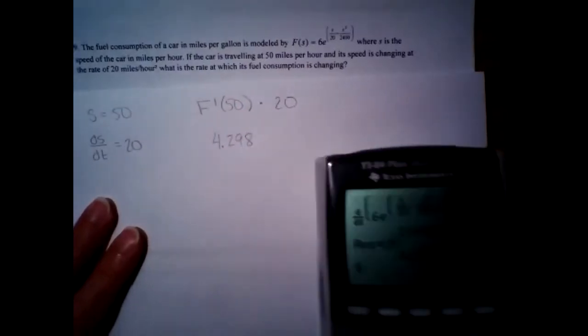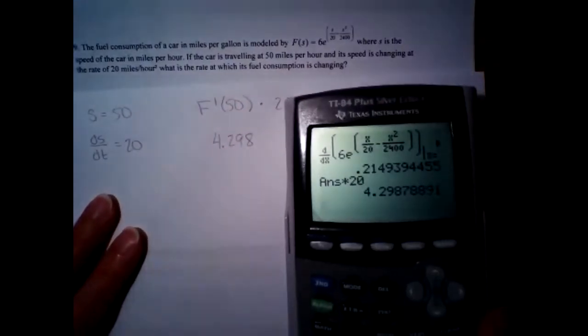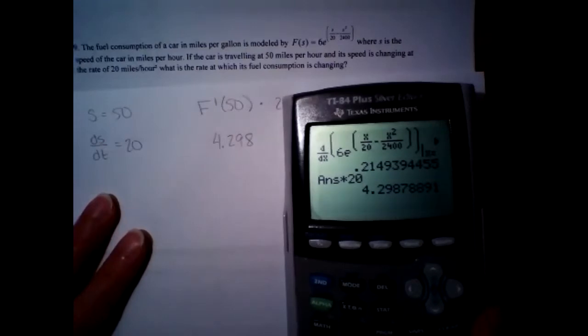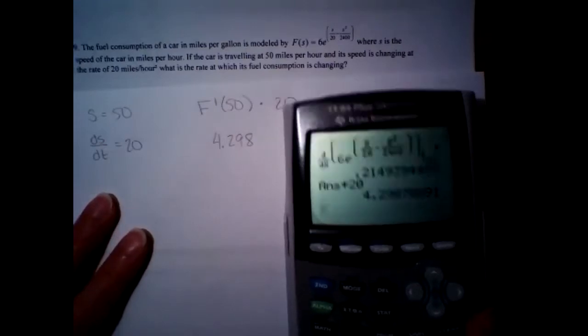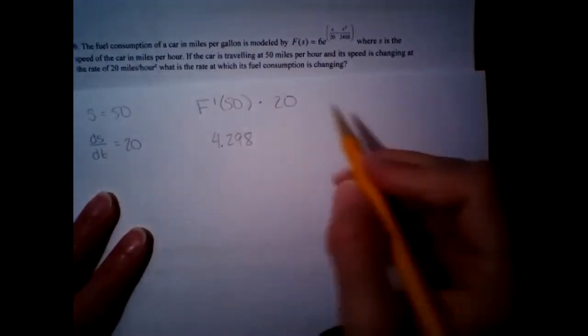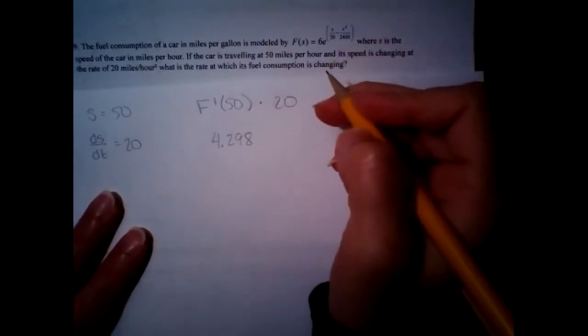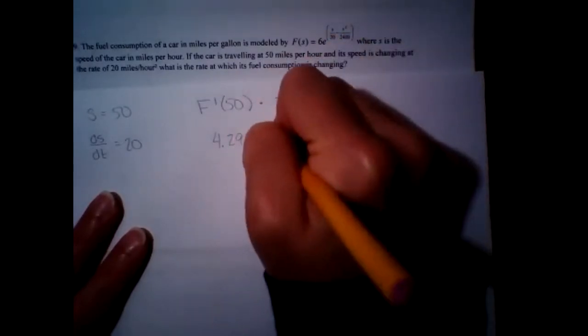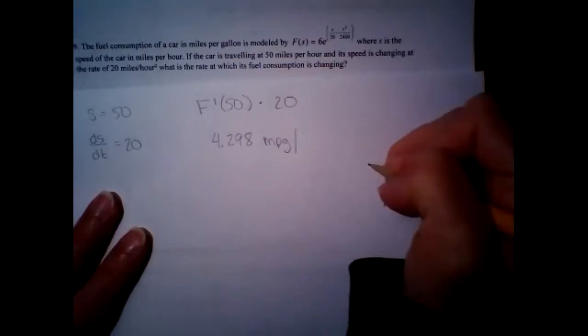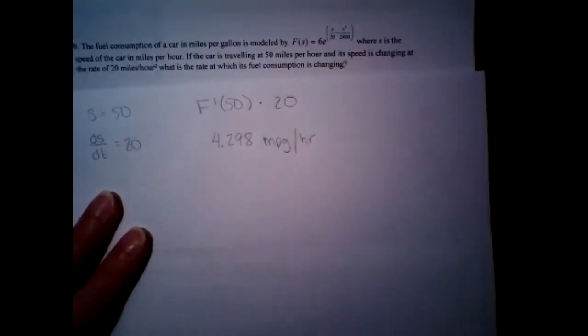And you wouldn't have to worry about units for that one. Again, it was multiple choice. I just took the choices off of there. But if you're interested in the units, we found the rate at which the fuel consumption is changing. So the fuel consumption is miles per gallon, and we found that per the time unit, which is hours. So it's really weird. Miles per gallon per hour. That was a really strange question.